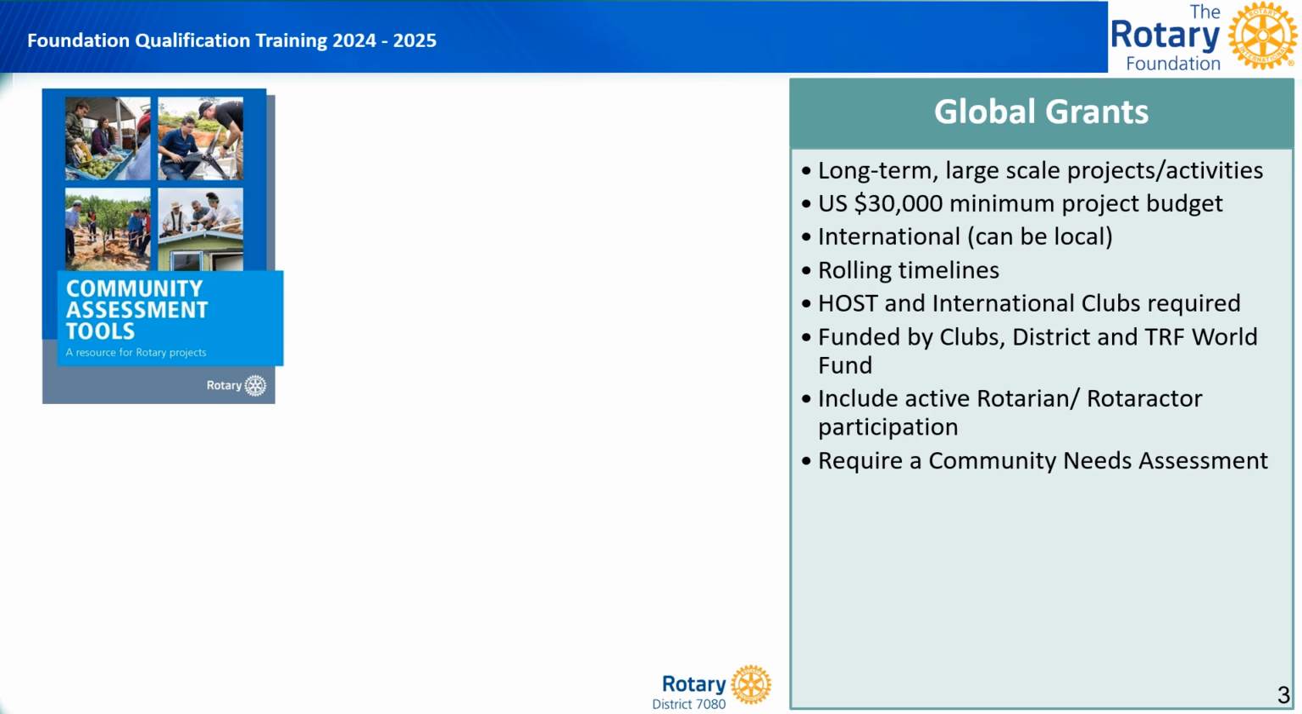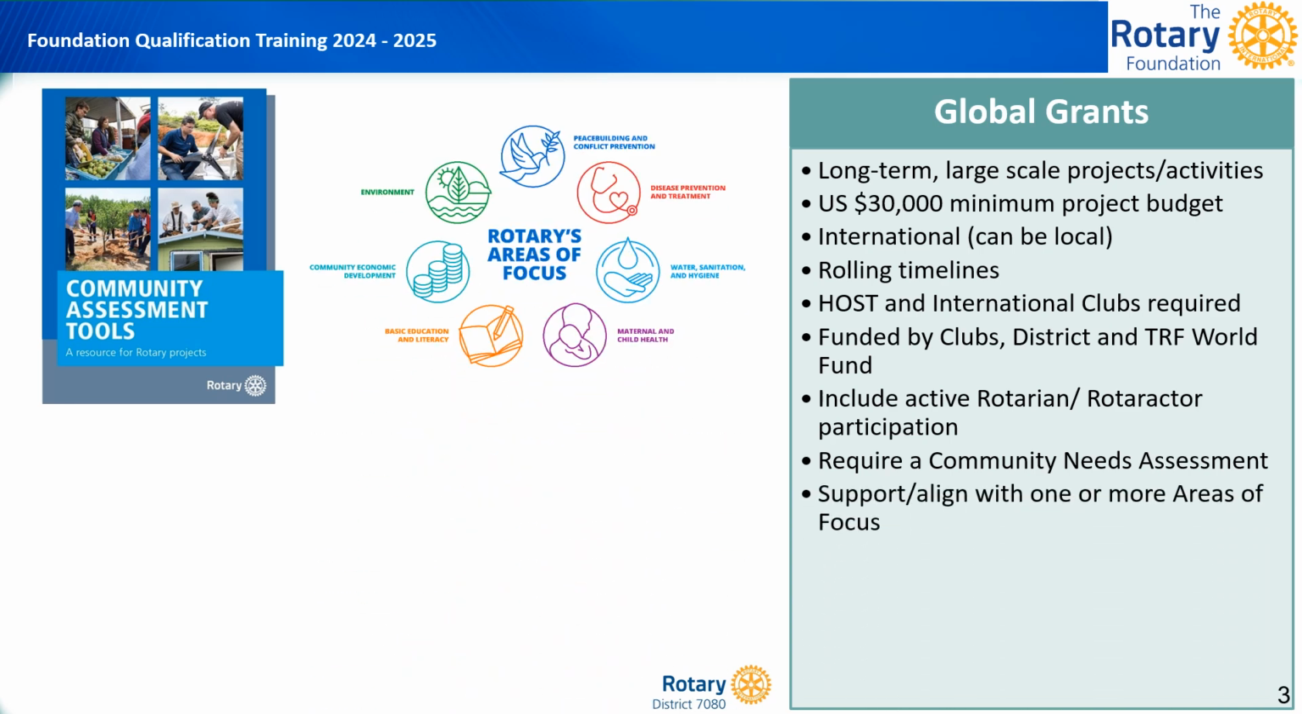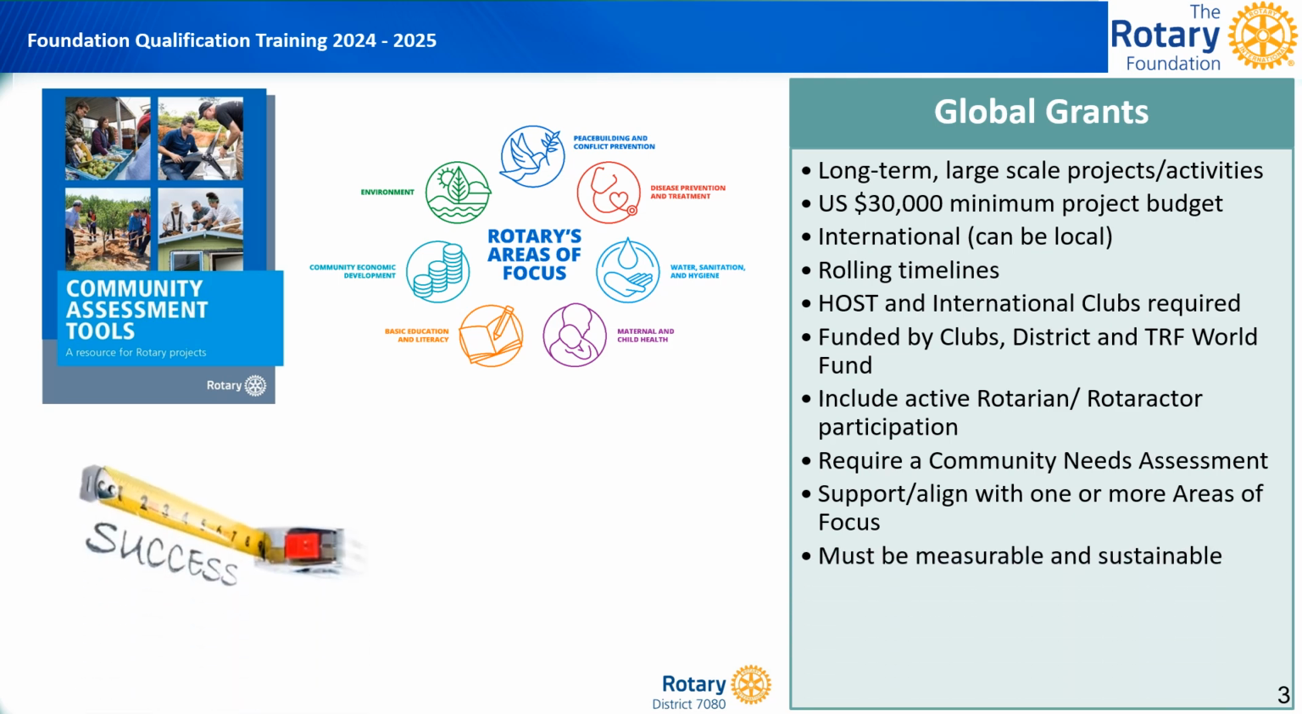They require a community needs assessment conducted by the host club, which should be completed prior to applying for the grant. This is to ensure that the grant responds to the findings of the community assessment and that the project is designed in collaboration with the host community. Global grant projects must align with one or more of Rotary's areas of focus and be measurable and sustainable, meaning that they should have a long-term impact that will continue once the Rotary project has been completed.